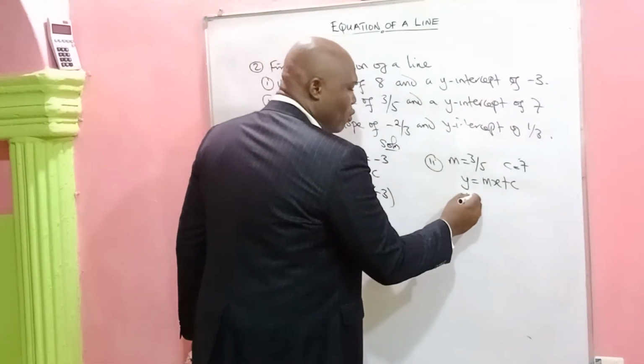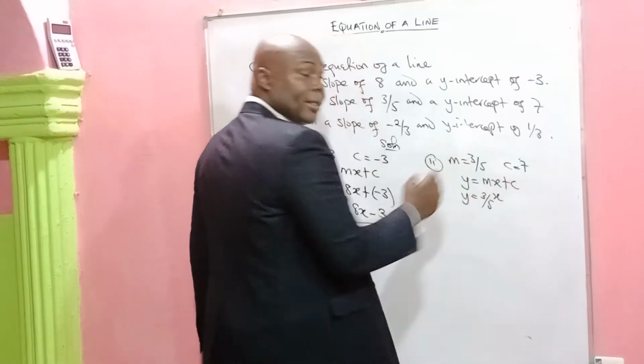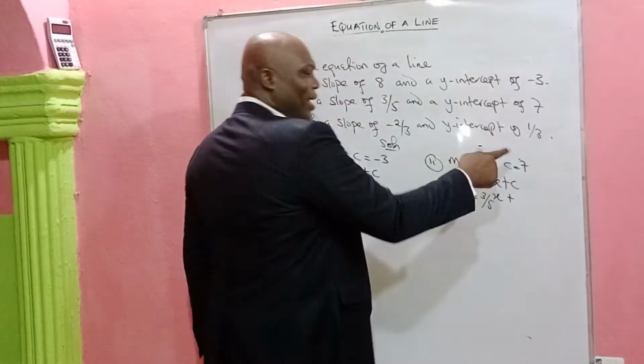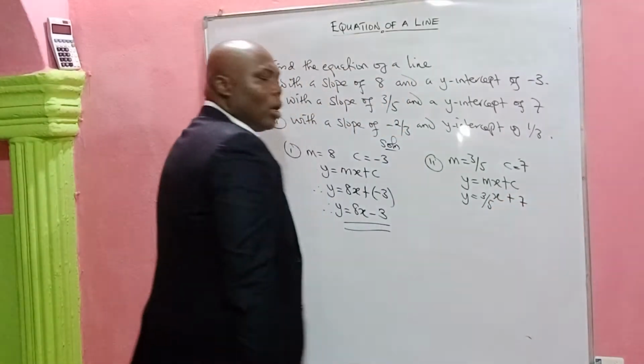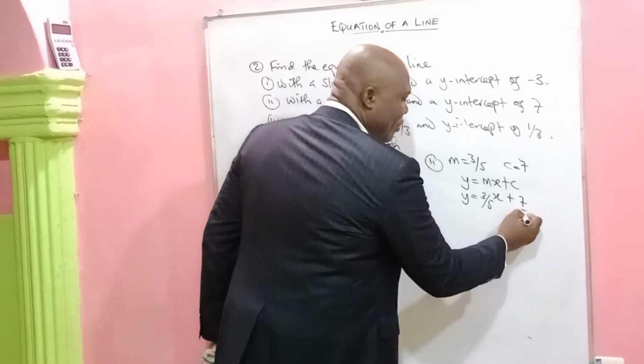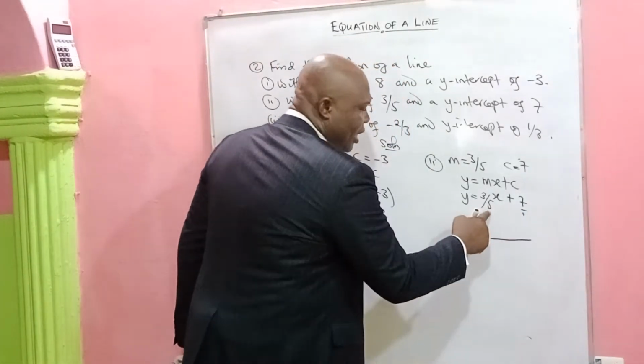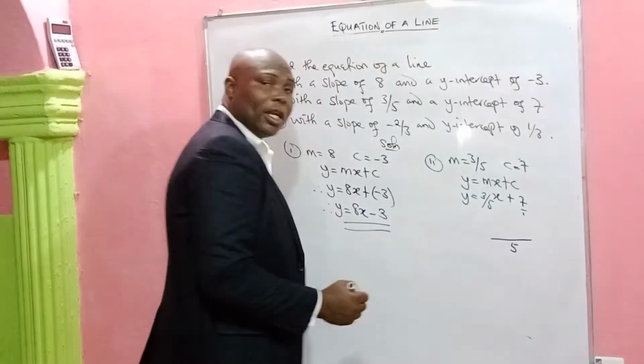That means our y will be equal to m, which is 3 all over 5, times x, plus c. Our c is 7. At this point, you have to take the LCM of both sides so that you can have this. The LCM of 5 and 1 is 5. Please take note of that.